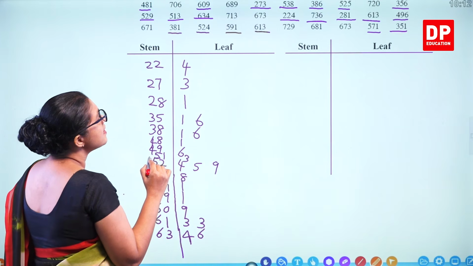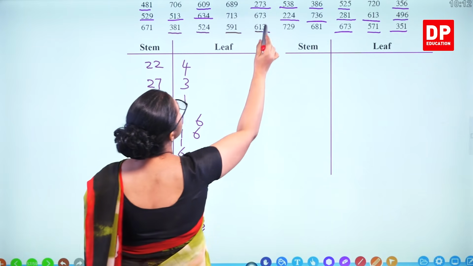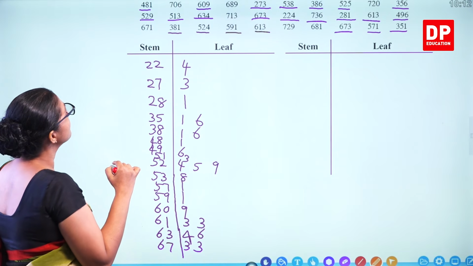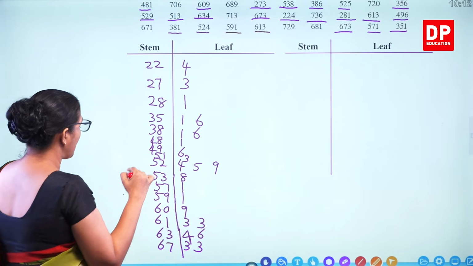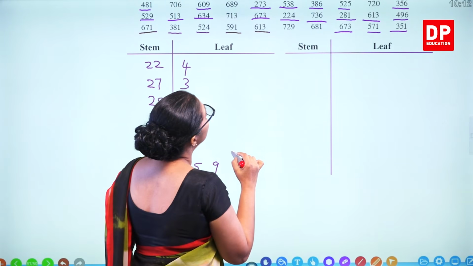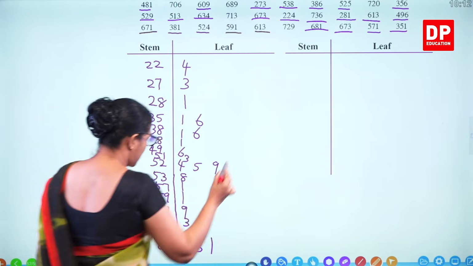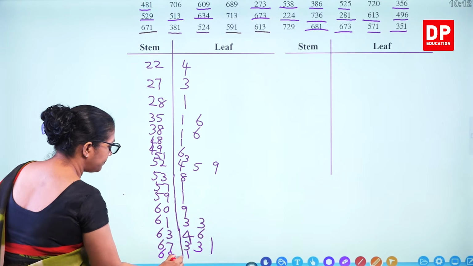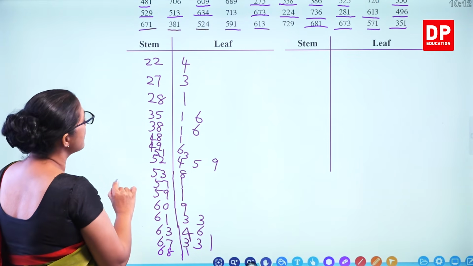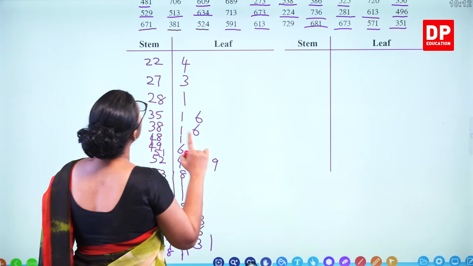And 67, 3, 3. 67, 3, 3 twice. One is there. And what are the other numbers? Those are 60. 81 is there. 681. So we need now 700s. So final values, we'll write it here. What are the final values?